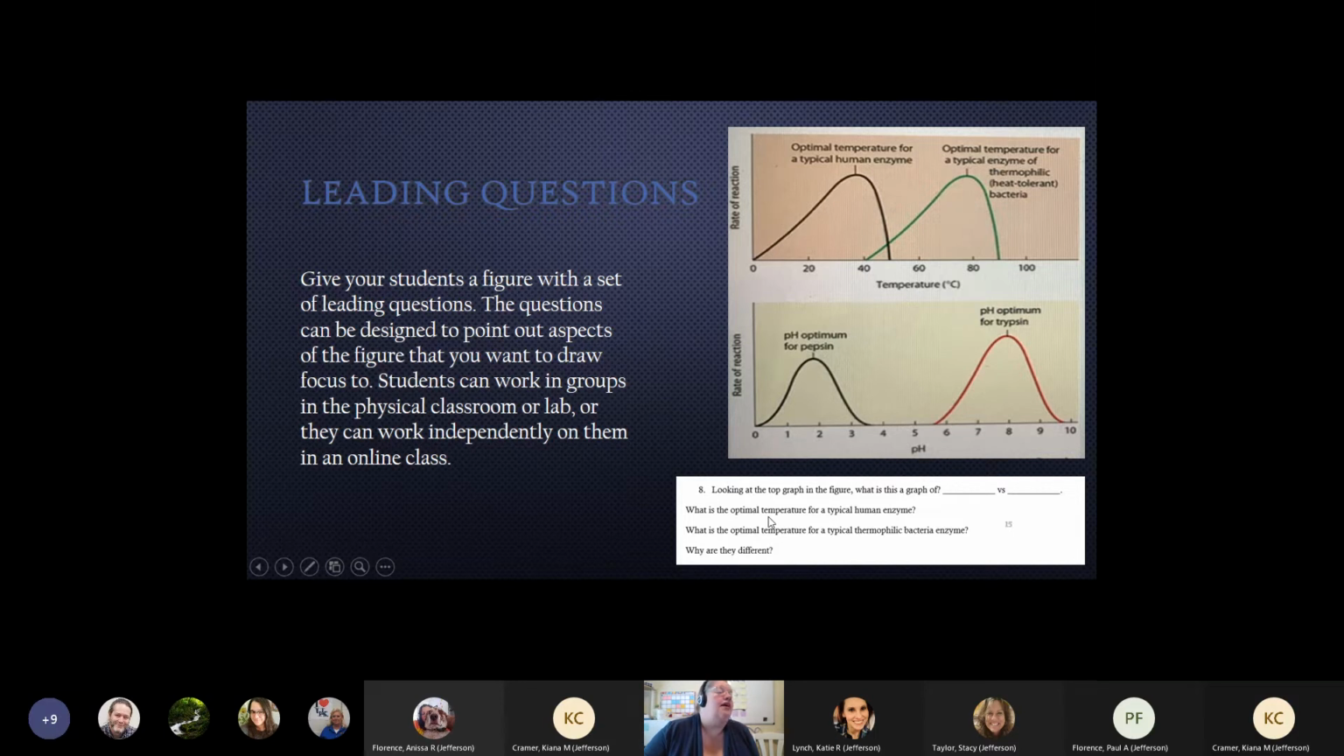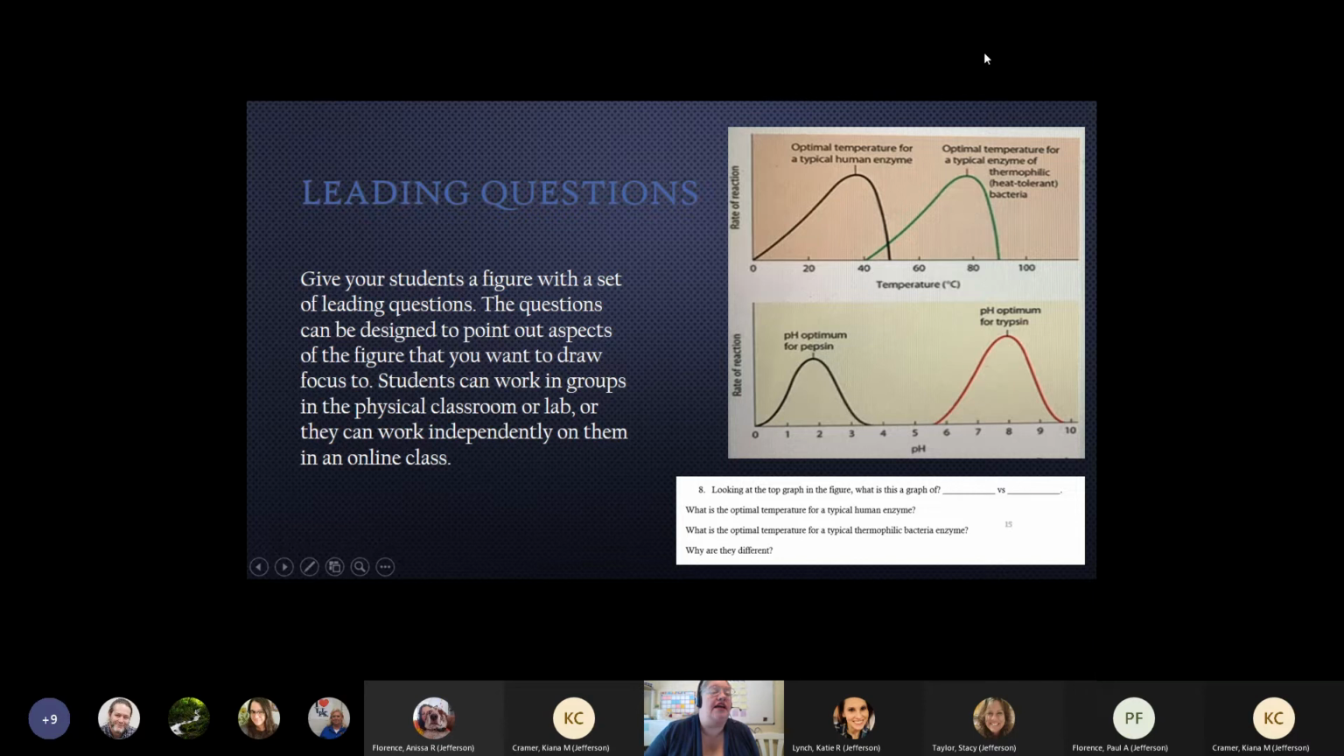Yes. And then I ask them to really look at these labels: optimal temperature for a typical human enzyme, optimal temperature for a heat-tolerant bacteria enzyme. To get these temperatures, all they really need to do is know how to use this graph. This will be about 37 or 38, which is normal human body temperature. This one will be about 78 or 80. And then I lead them into a little bit of analysis. Why are they different?